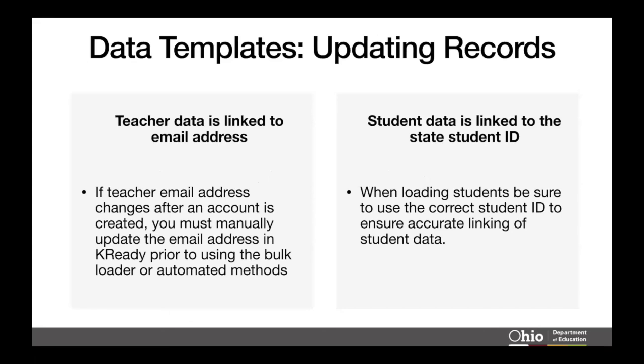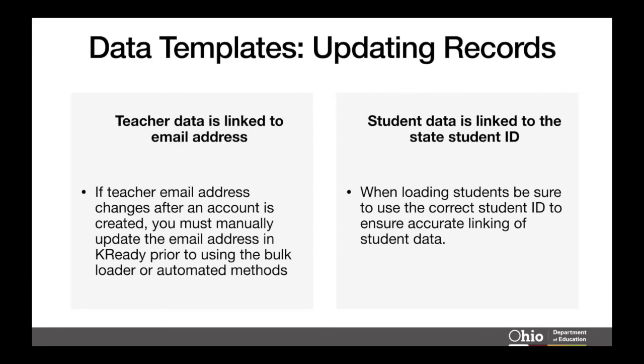So I mentioned earlier that a teacher's information might need to be updated. Let's say the teacher got married over Christmas break, the holiday break or something of that nature, and you need to update an email. So you can utilize the templates to update the email or manually rather in the system. So if a teacher's email address changes after an account is created, you must manually update the email address in the KReady system prior to using the bulk loader for any kind of automated process.